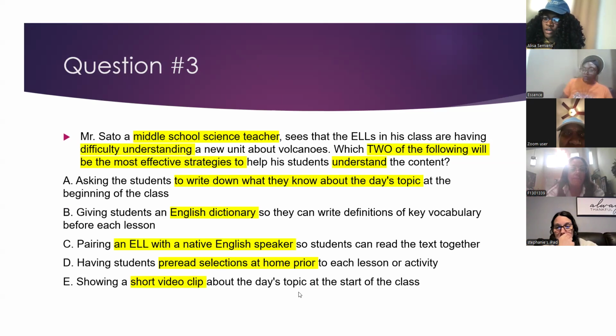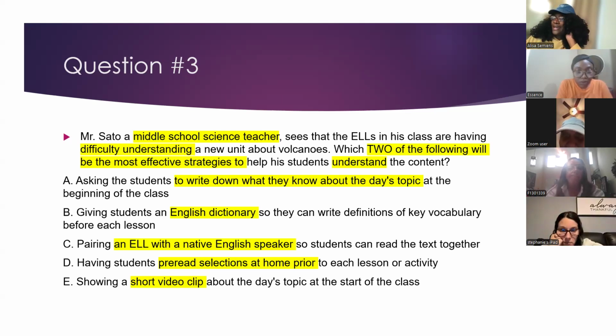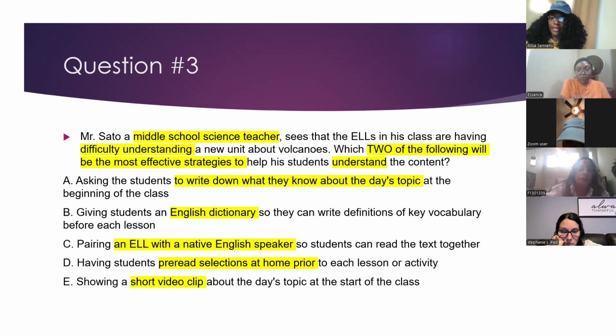All right. If you chose two answers, then you were really locked in. You wanted to make sure that you chose two responses, right? So we had A, asking the students to write down what they know about the day's topic at the beginning of the class. You always want to pick answer choices that are about scaffolding, building on what students already know, right?